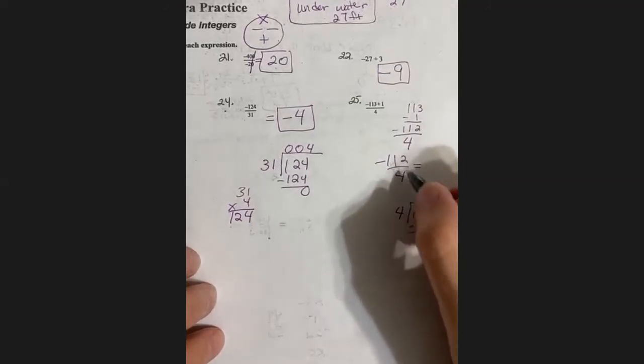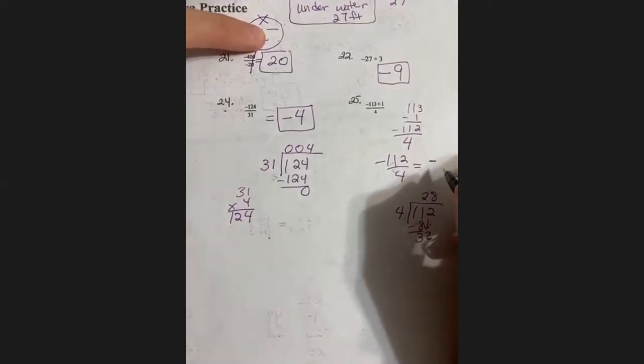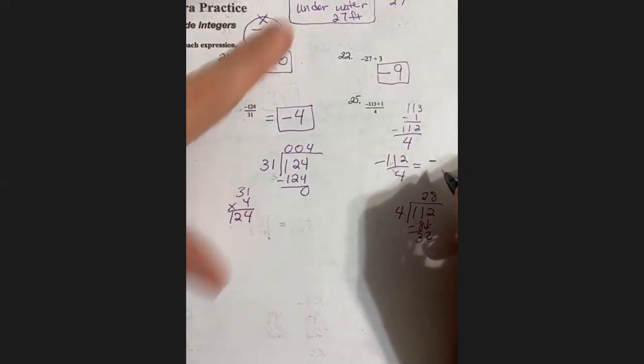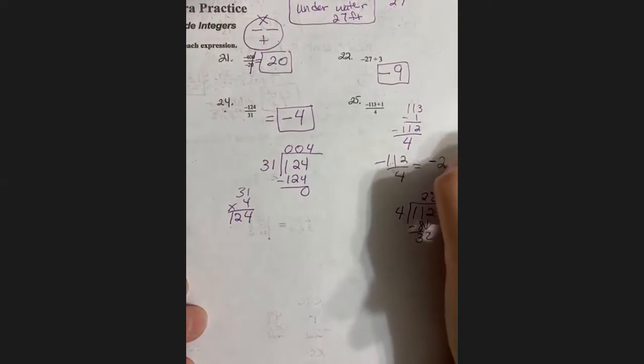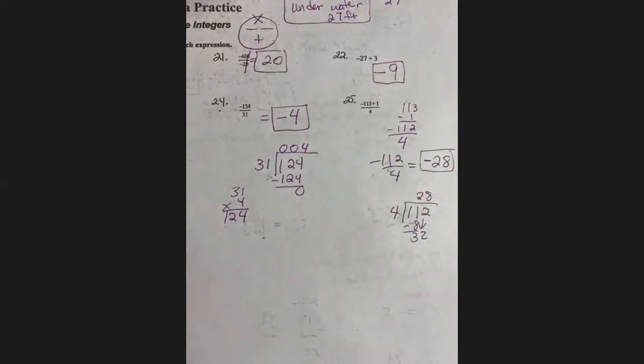My answer is negative divided by a positive. The signs are different. Baby face. The signs are different. My answer is negative, either that way or that way. So my answer is negative 28. So you should be ready for your quiz tomorrow. These are all of the skills that you have to be good at.